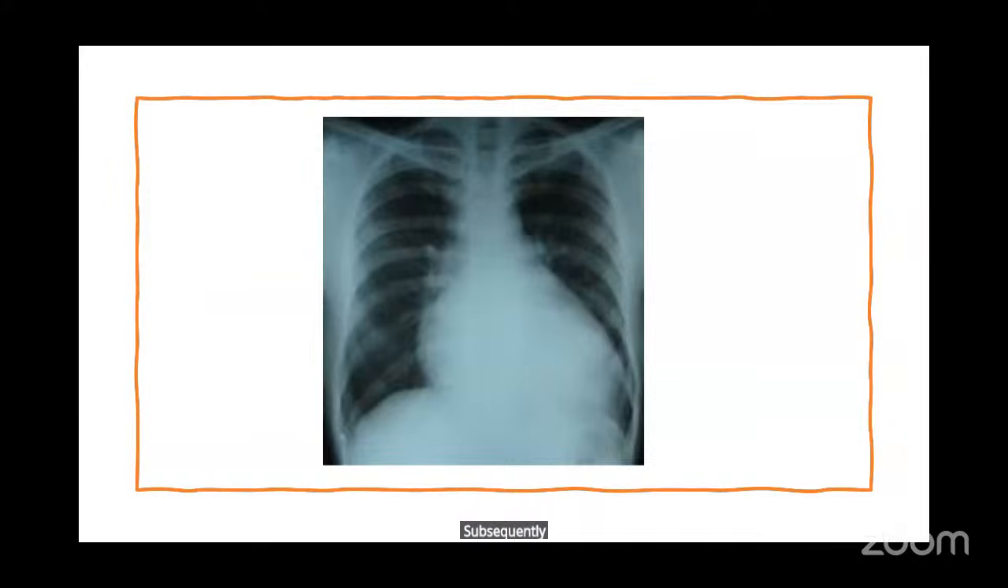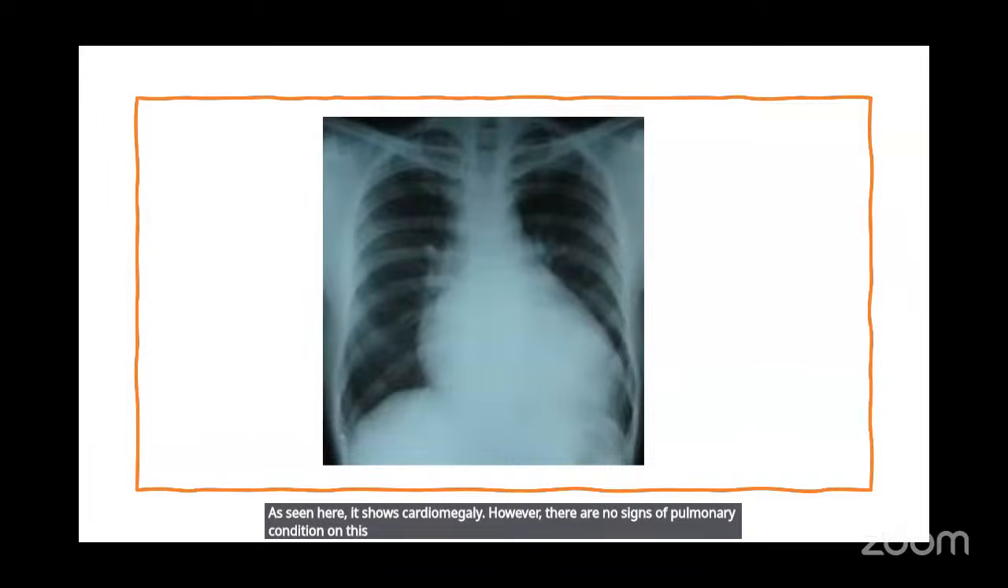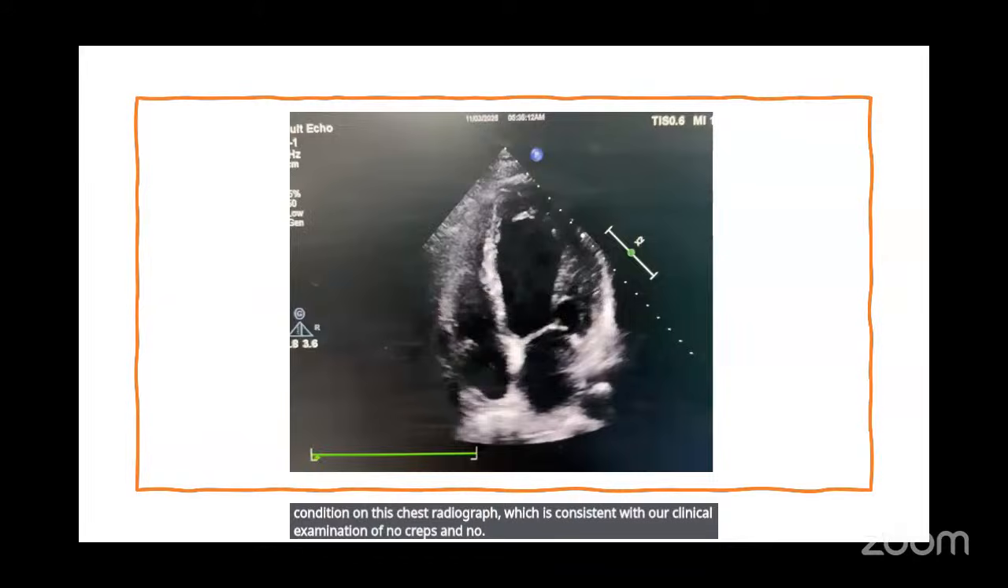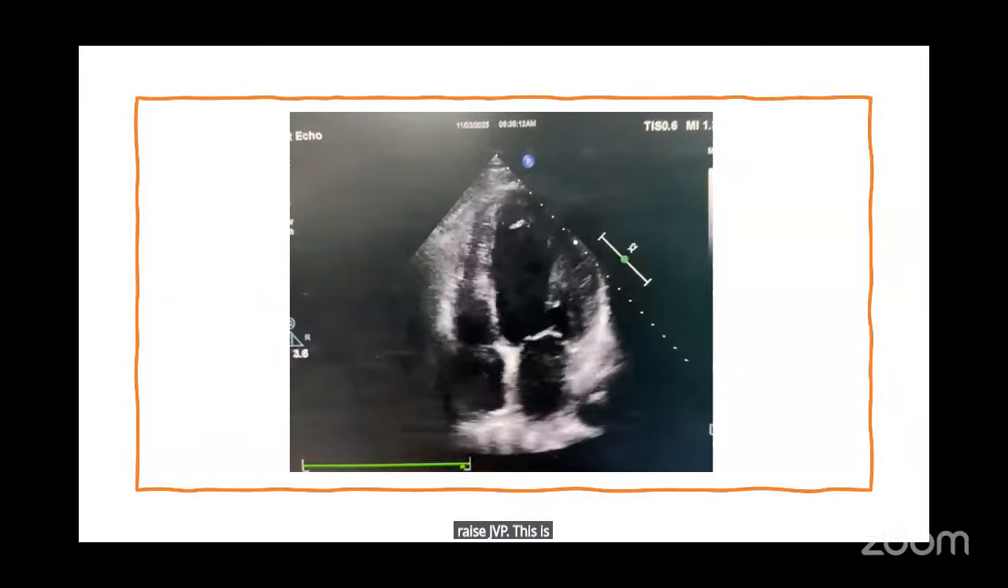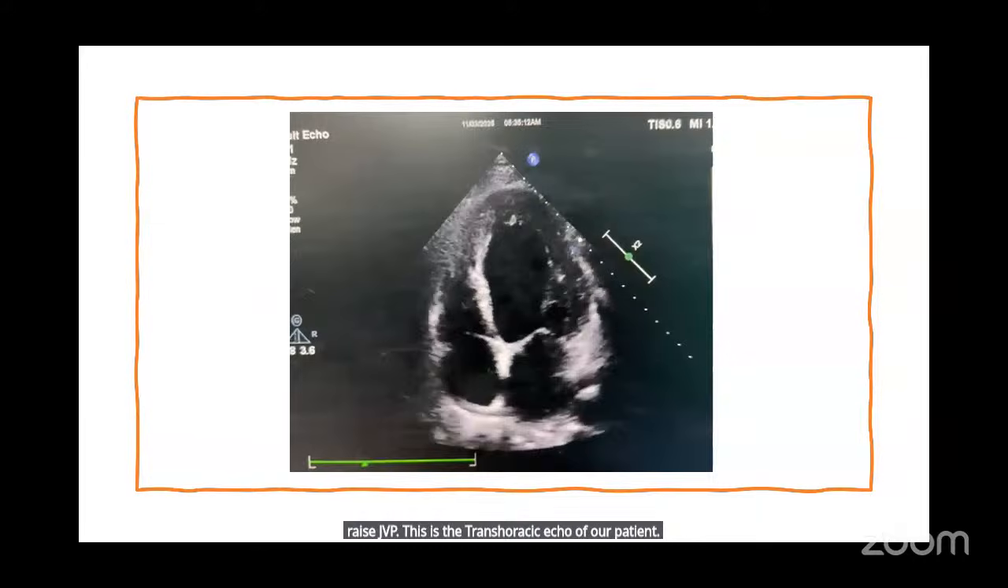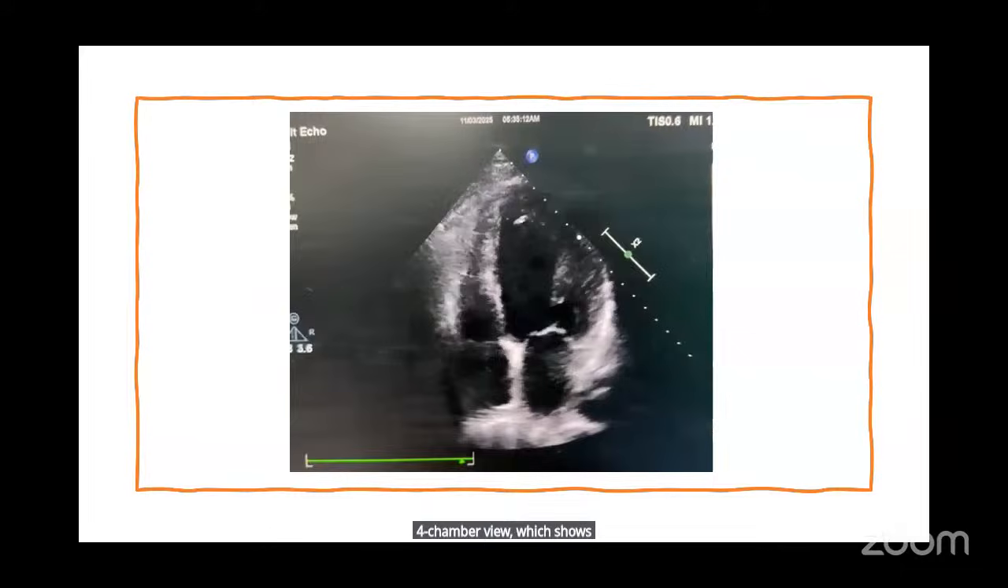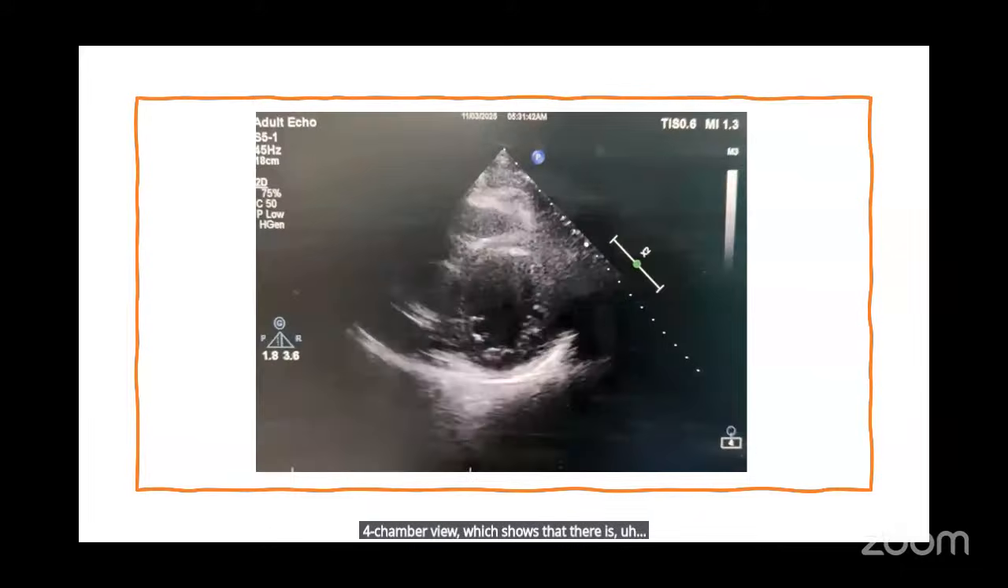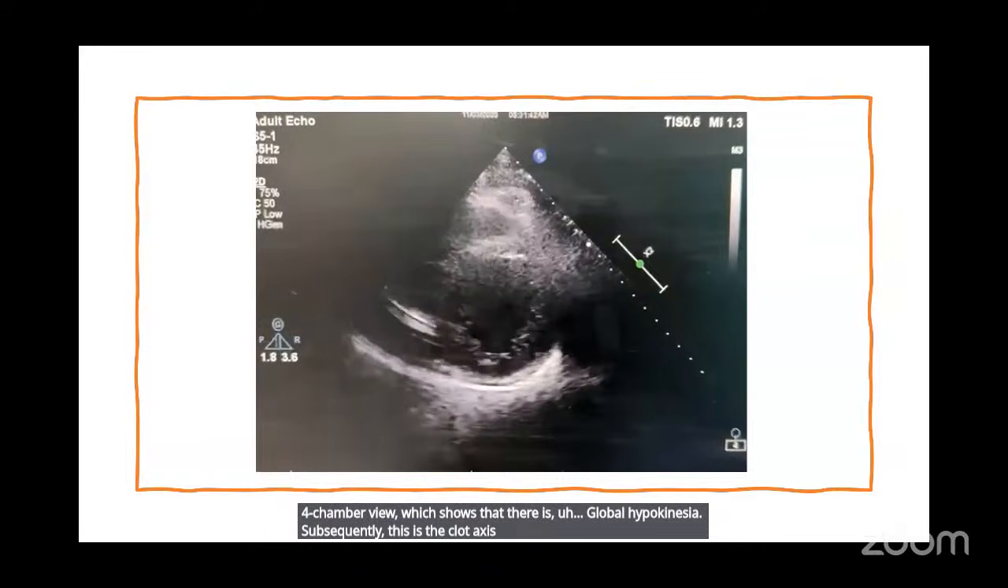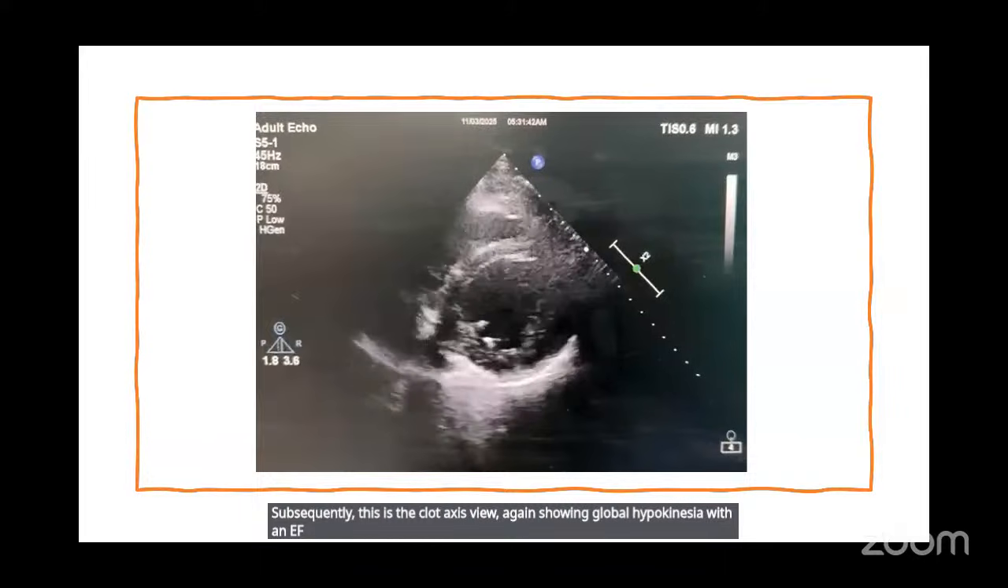Subsequently, we do a chest radiograph. As seen here, it shows cardiomegaly. However, there are no signs of pulmonary congestion on this chest radiograph, which is consistent with our clinical examination of no creps and no raised JVP. This is the transthoracic echo of our patient, four-chamber view, which shows that there is global hypokinesia. Subsequently, this is the short axis view, again showing global hypokinesia with an EF of 30 to 35%.